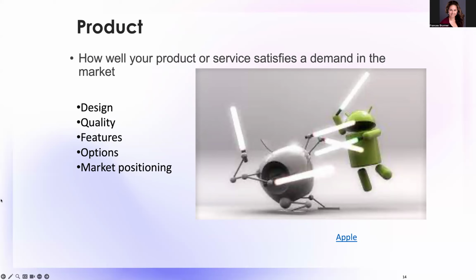So, what do you put in your product marketing? Well, you can advertise or convey the design or quality or other features of the product. You can discuss different options or customizations available, and you can also convey the position of your product in the market. We'll talk about different ways to do that. Here at the bottom is a link to Apple product offering as an example.